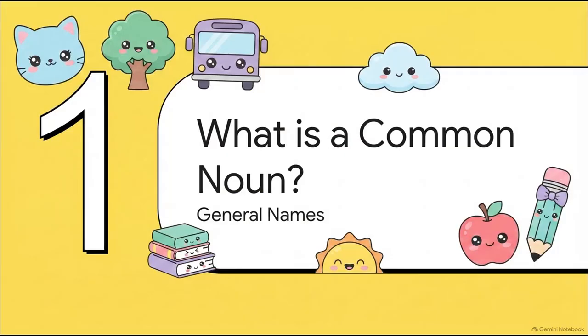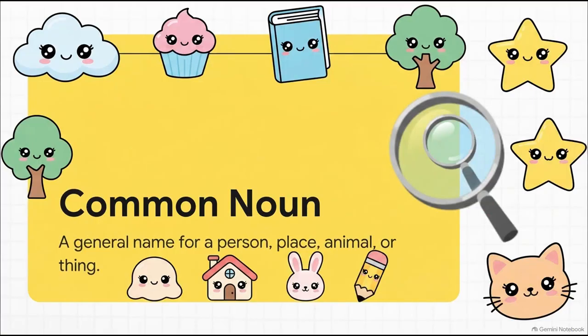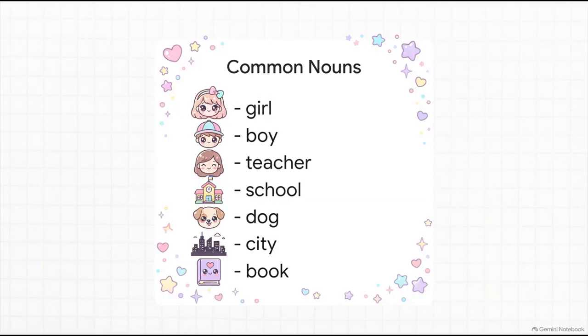Section 1, what is a common noun? General names. All right, let's jump straight into our very first question. So, what exactly is a common noun? Well, simply put, it's just a general name for a person, a place, an animal, or a thing. You know, it's the everyday kind of word we use to talk about all the regular stuff around us. Let's look at some examples together.